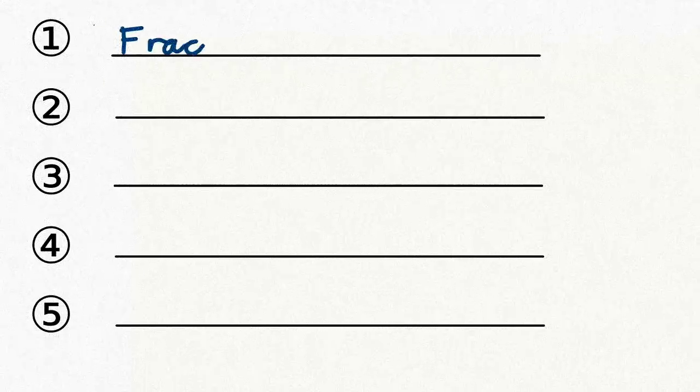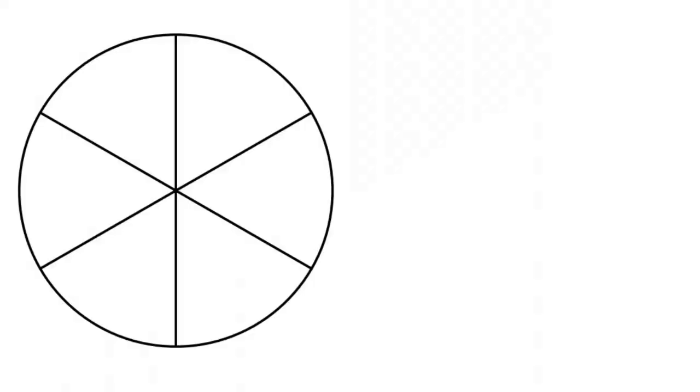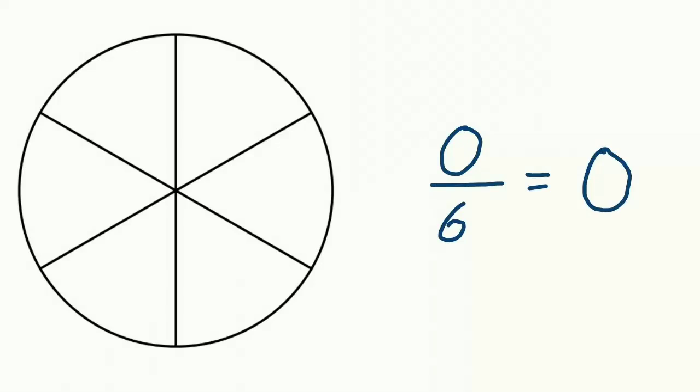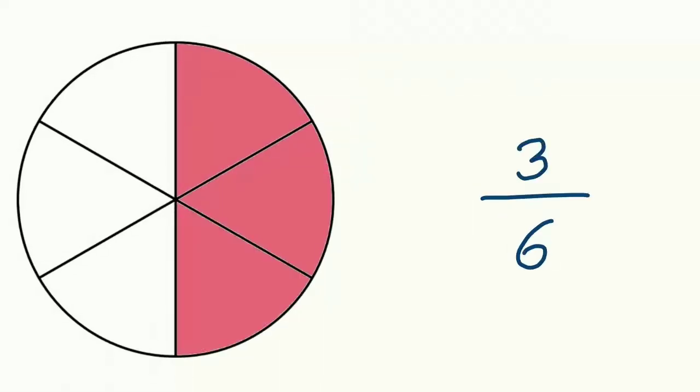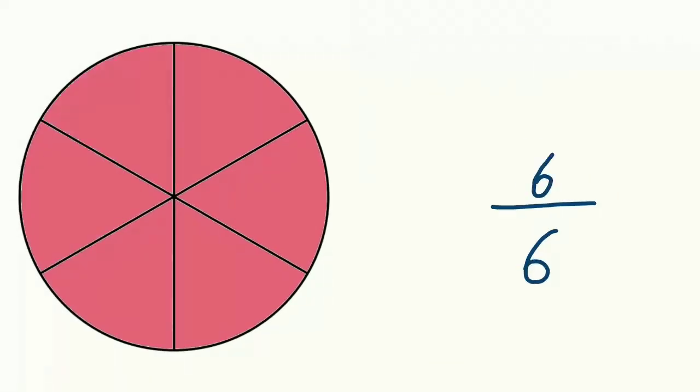In this video we will see 5 ways to understand what a fraction is. We often understand a fraction as a fraction of a shape. For example, here is a circle divided into 6 equal parts, or sixths, and we could say the fraction here is 0/6, or just the number 0. If we have 6/6, that means we have the whole shape, which is represented by the number 1.